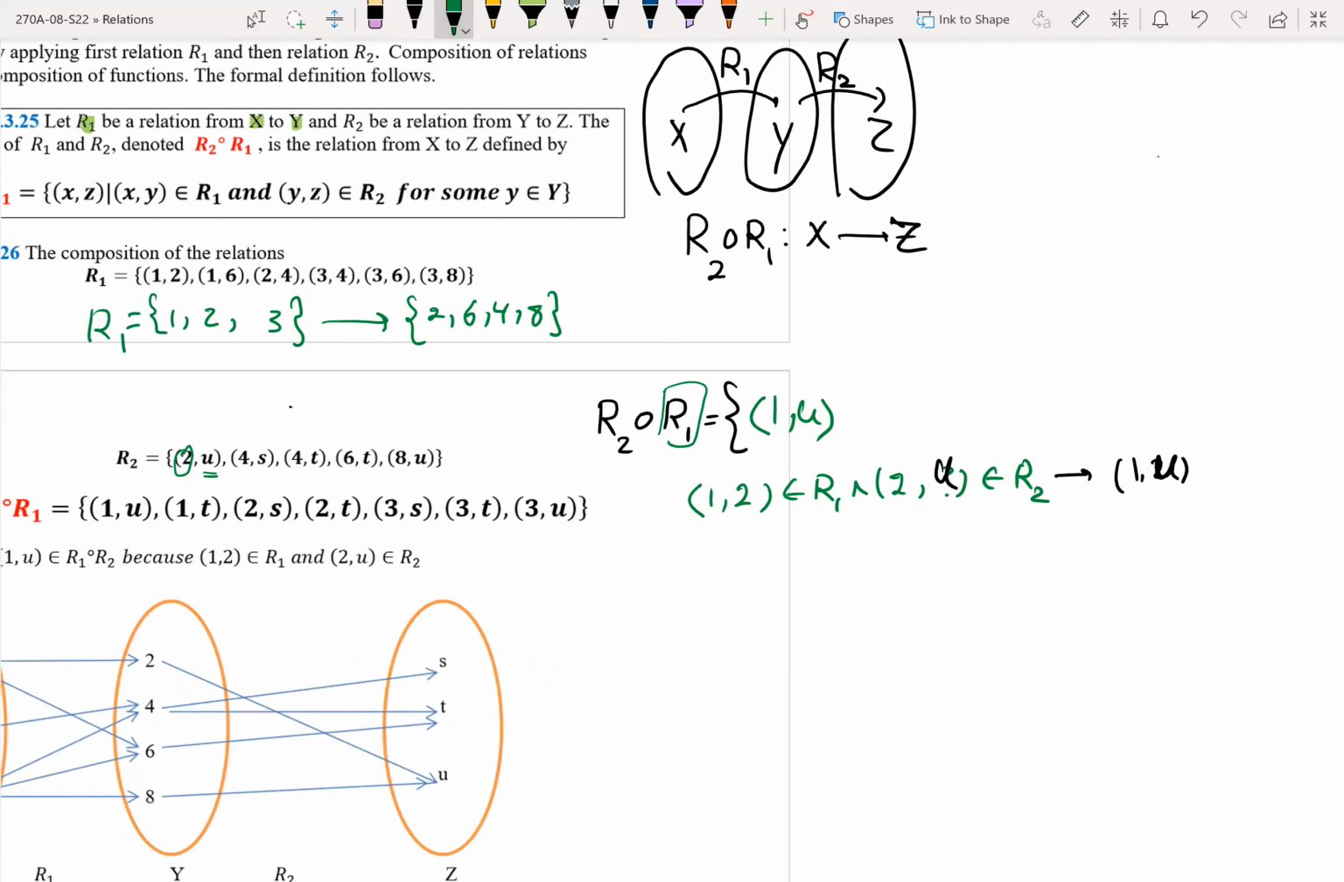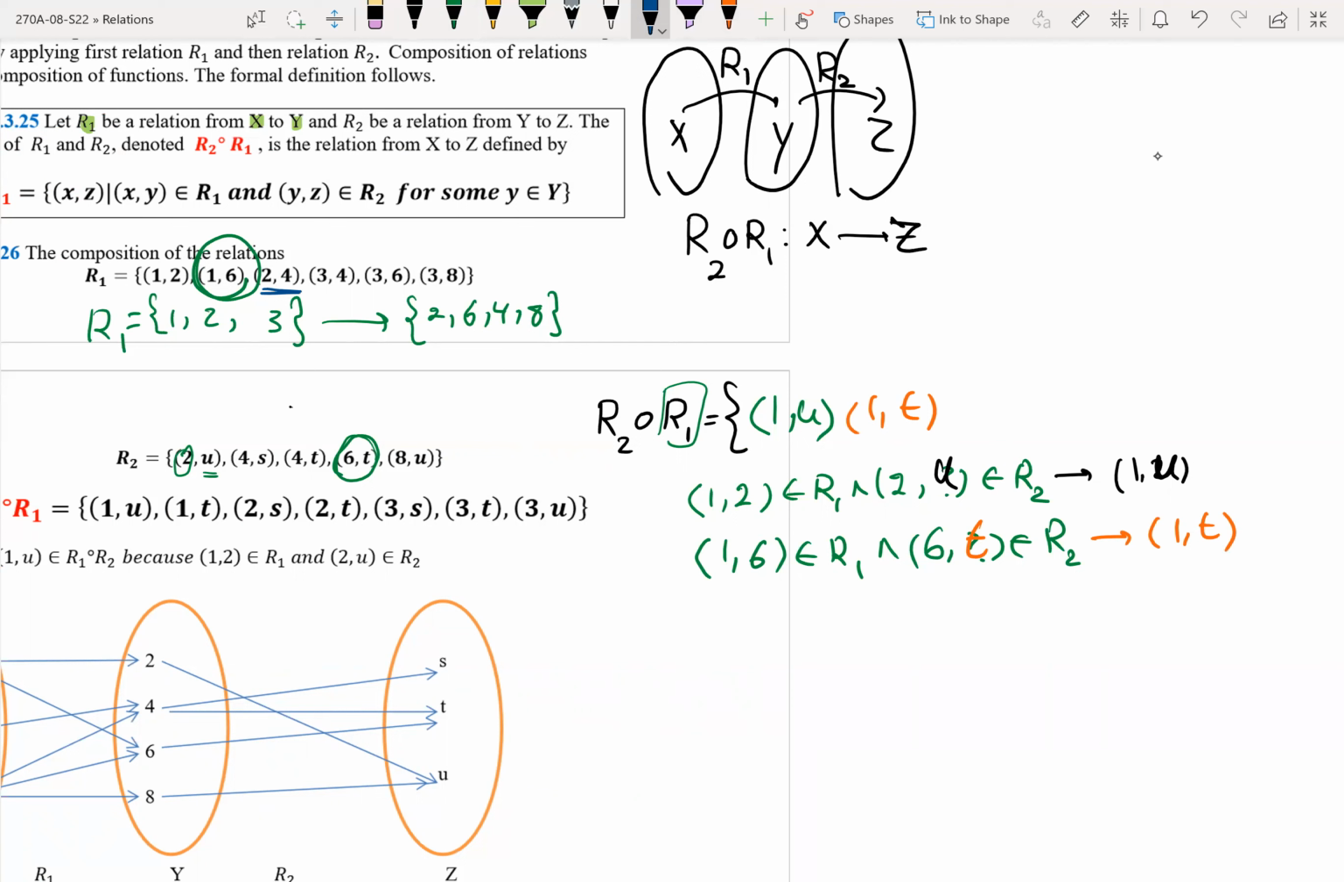So there's actually 2 of them. We have to try one more time. So we have 1 and 6, which is related in R1. And then next term is 6 and what? Related to the R2. Where is R2? It has 6 and T. So that's the T. So this means you're having 1 and T also in the composition. Make sense? Let's try, 1 has no more. So we go to the next term.